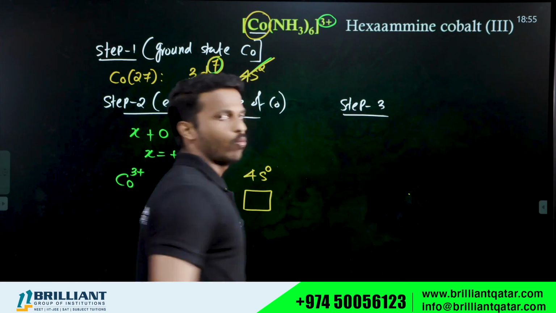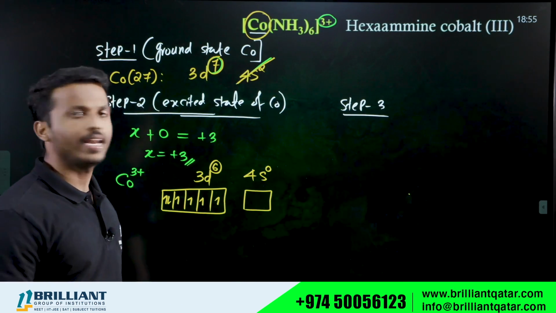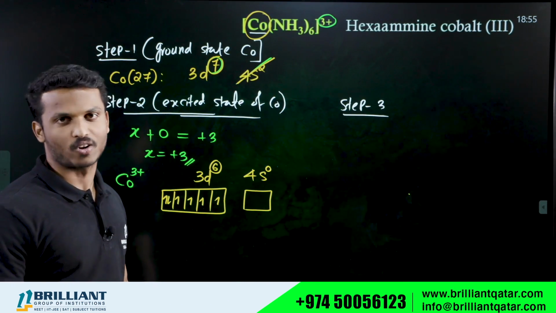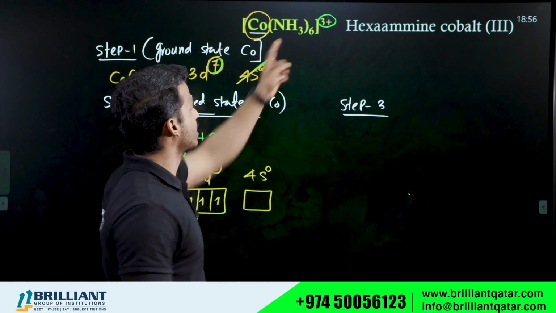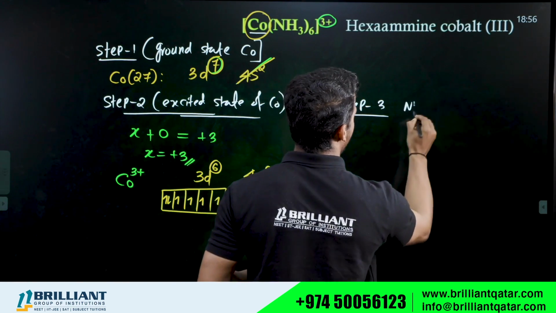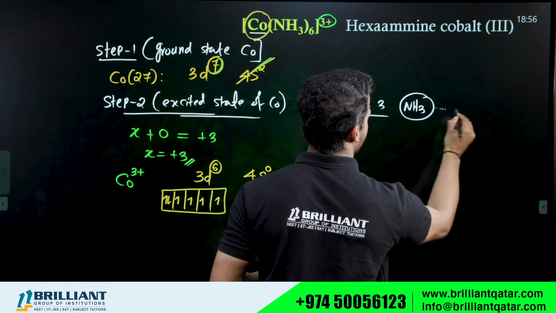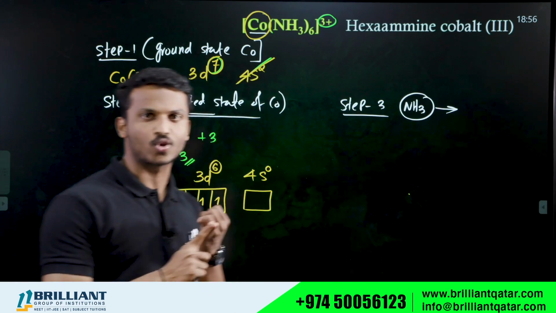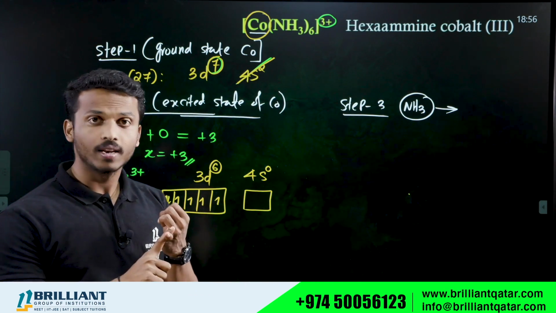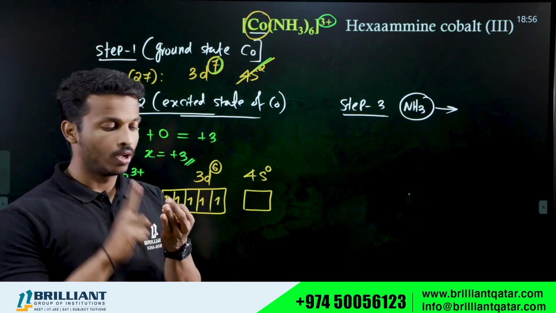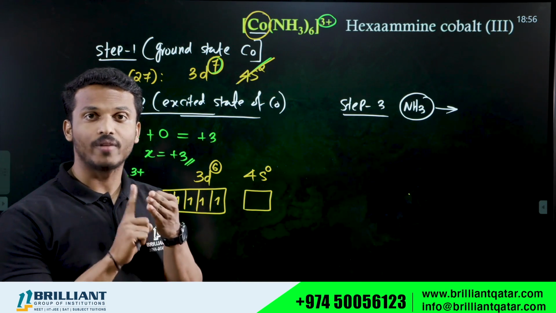In step number 3, what you have to do now? Identify the ligand which is given in the complex. What is the ligand given in the complex? Ammonia. All of you, ammonia is the ligand given in the complex. I told you a set of ligands, strong and weak. Ammonia, cyanido and CO, carbonyl. These are very strong ligands.